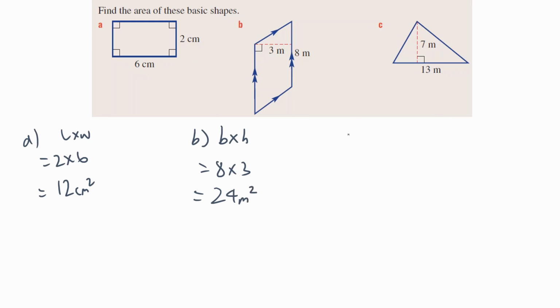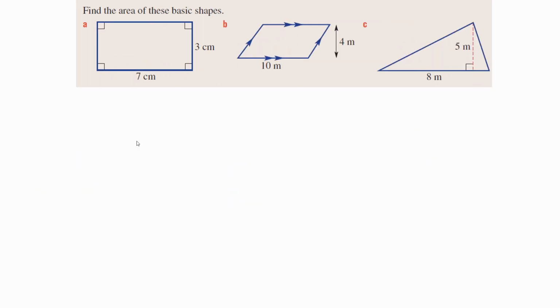And for a triangle, the formula, and refer back to the formulas if you need to, will be half times base times height, so half times 13 times 7. Feel free to use a calculator if you need. That will give you a value of 45.5 meters squared.